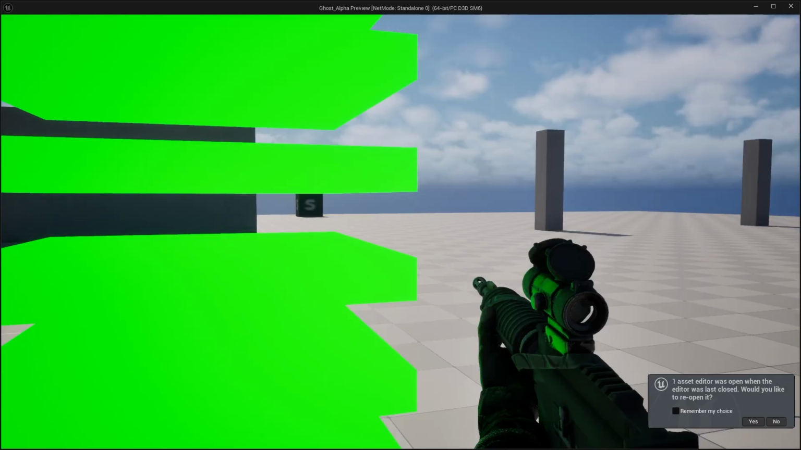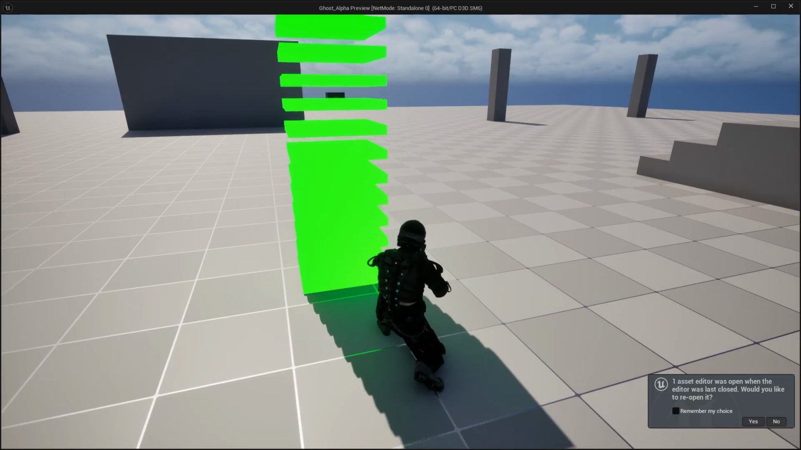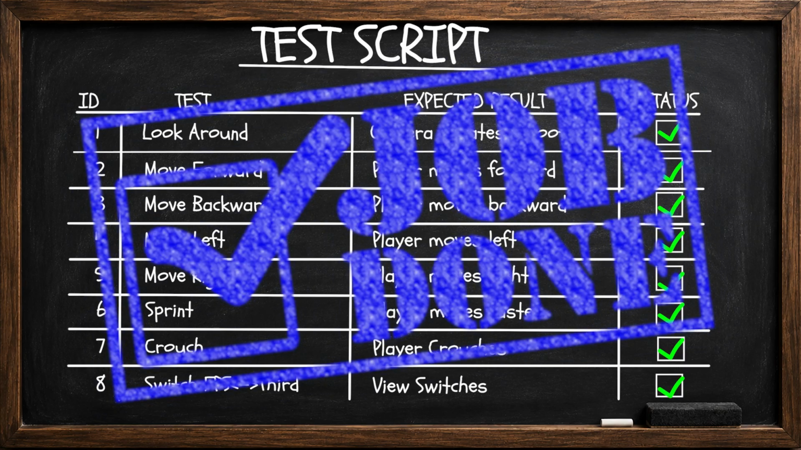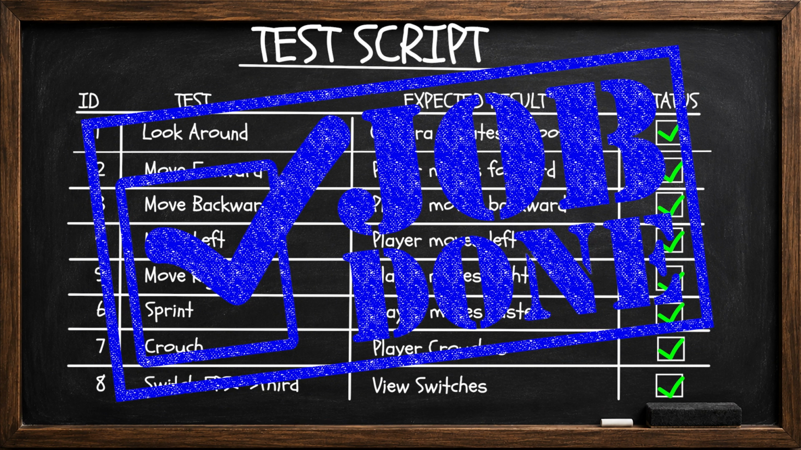Finally, just do a final check on the switch FPS to third person and make sure that the view changes. Our test script fully passed, so I call that job done.